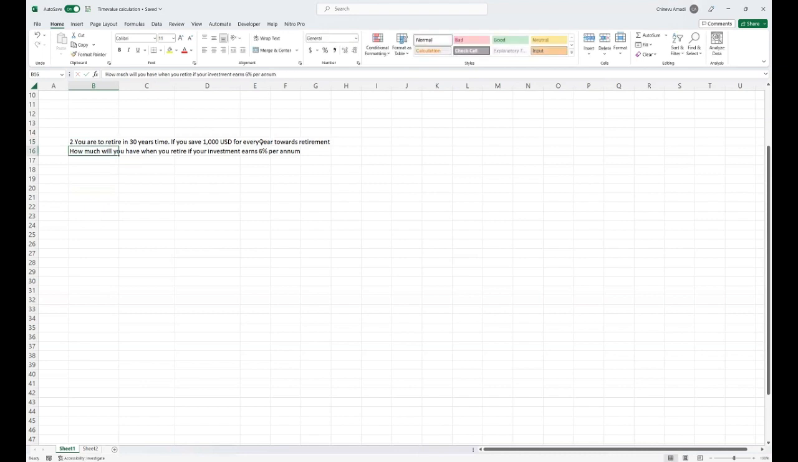Yeah, the periodic payment is $1,000. What's the interest rate? Of course, you guys are right, 6%. Now the period, the NPER, is 30. Yeah, we are looking at how much we have in 30 years' time. So that's a future value.